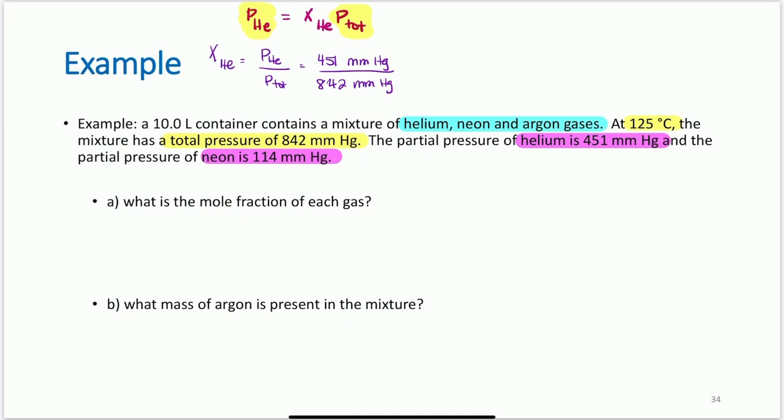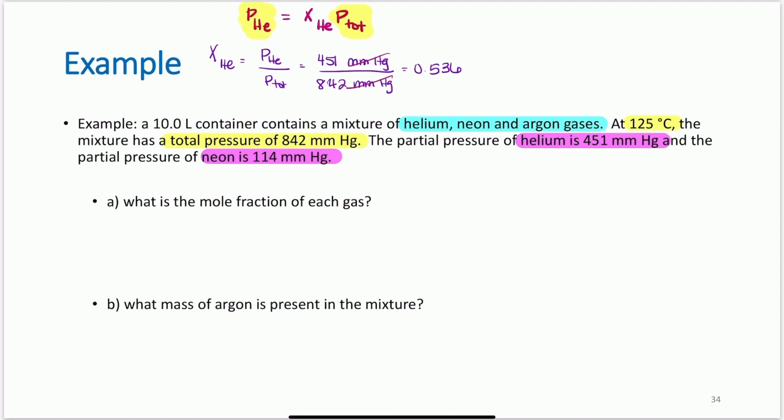And let me check that because I wrote down 852 in my notes. I want to make sure I have the right answer here for you guys. 0.536, and then there's no units there because this is a mole fraction. I've got millimeters of mercury divided by millimeters of mercury.